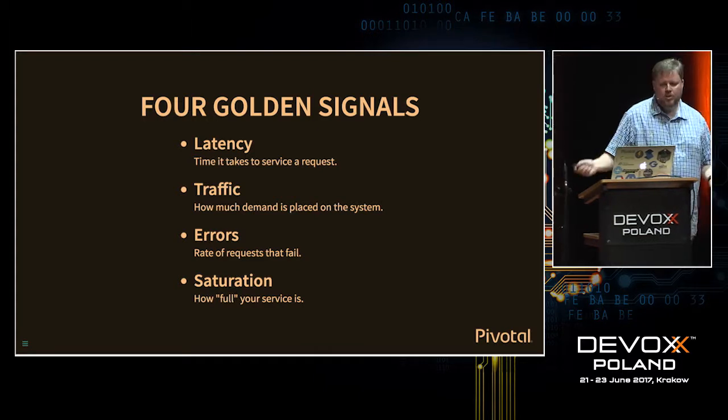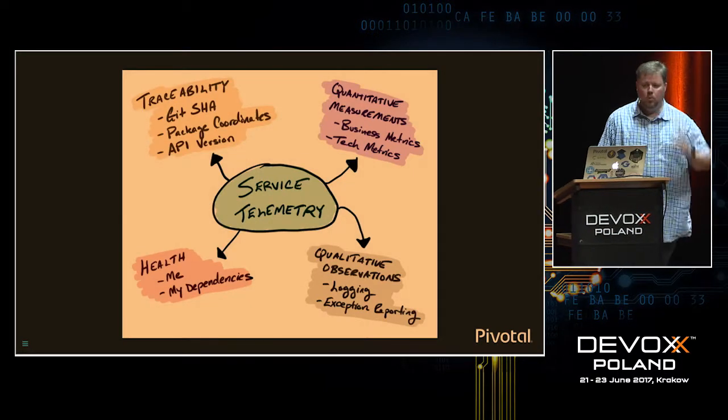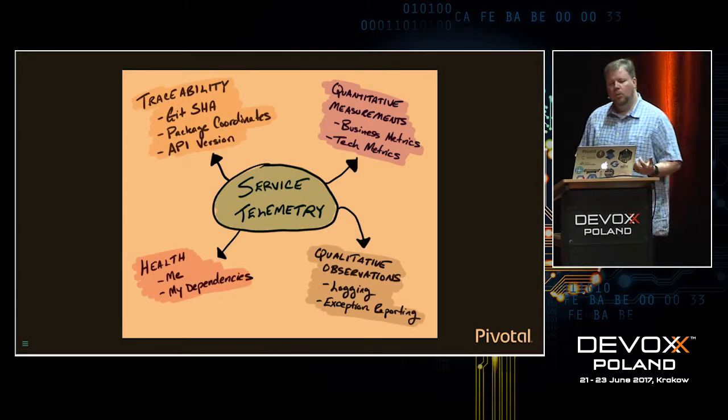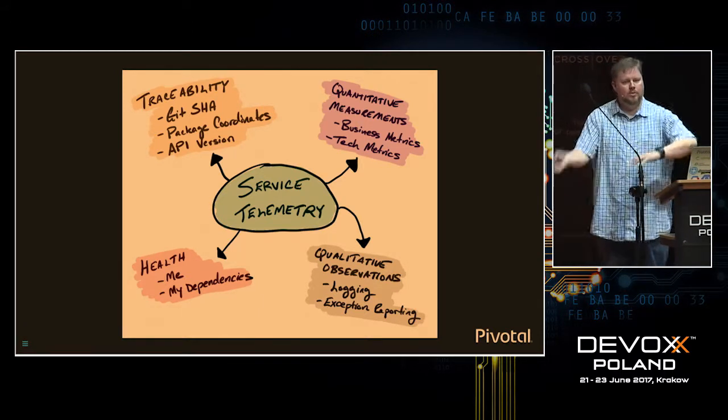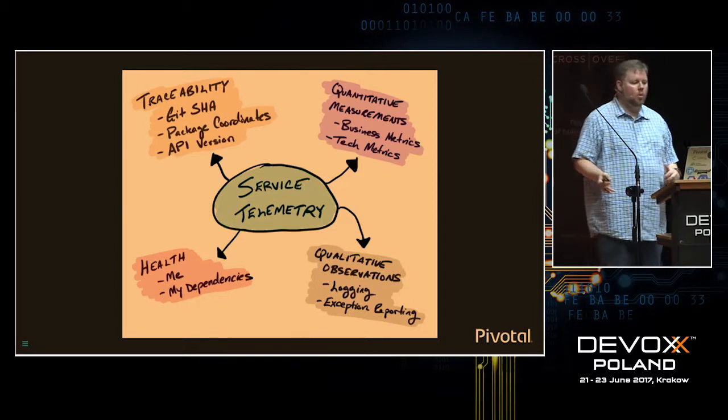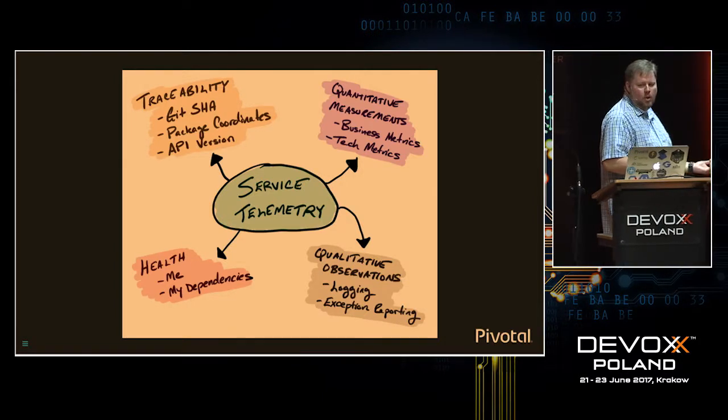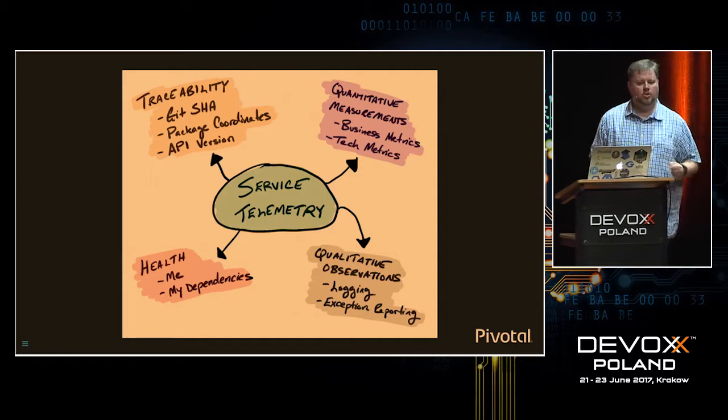So how do we measure these things once we know what we're going to measure? Well, we want the architecture to give us different types of telemetry. And so I've got two different categories here. One is service telemetry, one is integration telemetry.